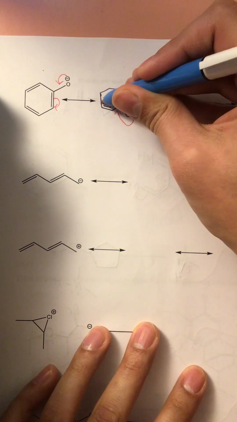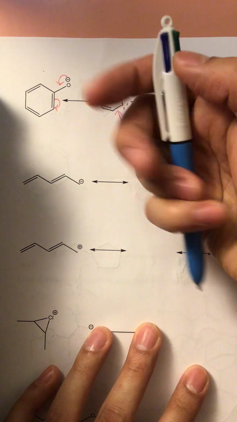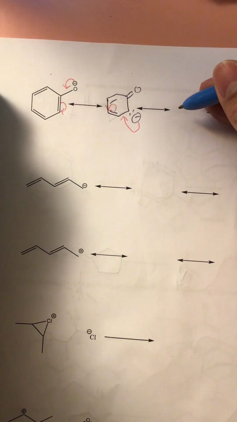Red. You have to draw in the arrows in red so they're easy to see. Oh, don't hit that. You need to be able to see the video.